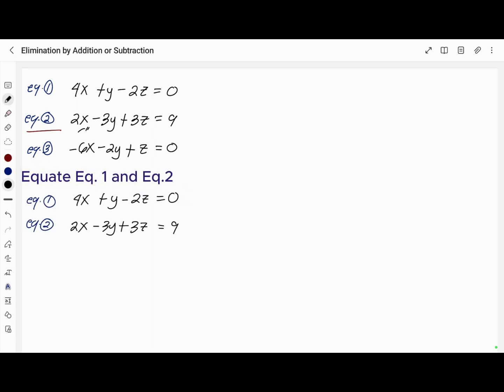To eliminate x, let's get the LCM. For equation 1, we have 4 followed by 8, then 12, 16, and 20. For equation 2, we have 2, 4, 6, 8, and 10. So our LCM will be 4. Since equation 1 has a positive 4x already, we don't need to modify the whole equation. But for equation 2, we need to multiply it by negative 2. Okay, copy equation 1.